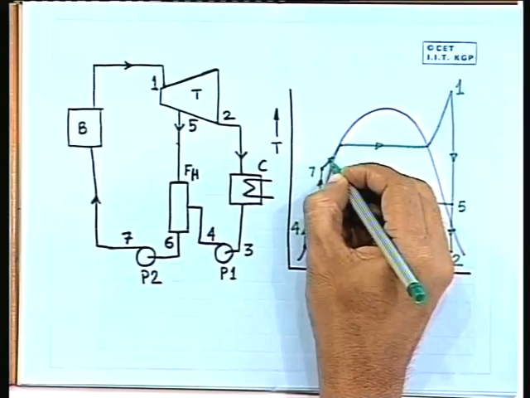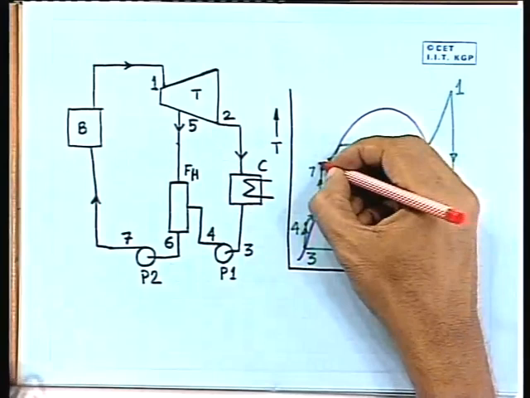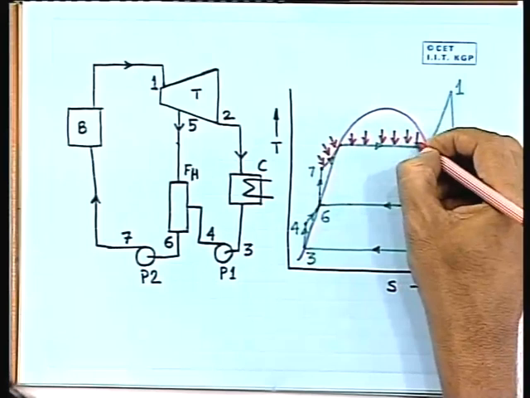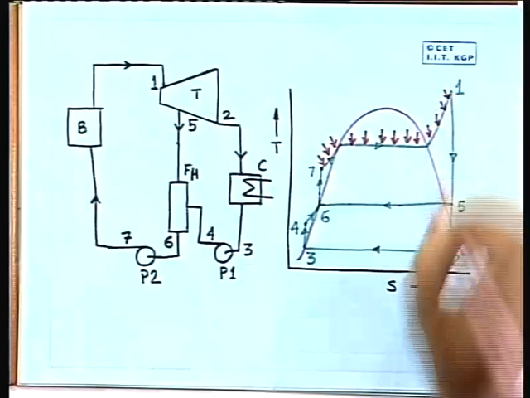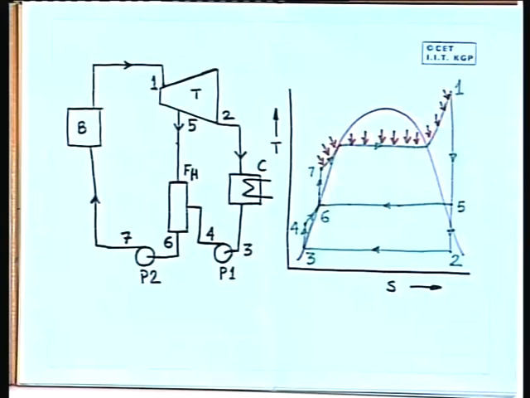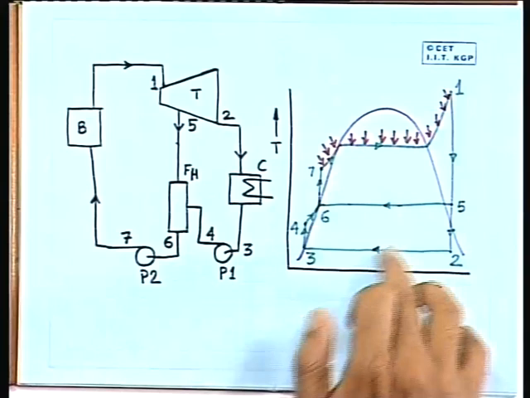So, you see, now our heat addition process by some external source is like this. So, this is the heat addition process. Obviously, we have increased the mean temperature of heat addition. This will have some effect on the efficiency of the cycle, and efficiency of the cycle will increase. So, now what we will do? We will do some analysis of this modified Rankine cycle where we have gone for regenerative feed heating.